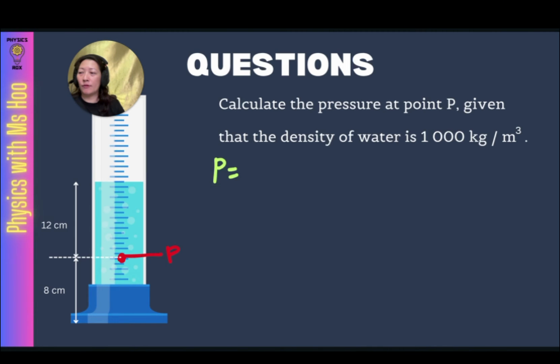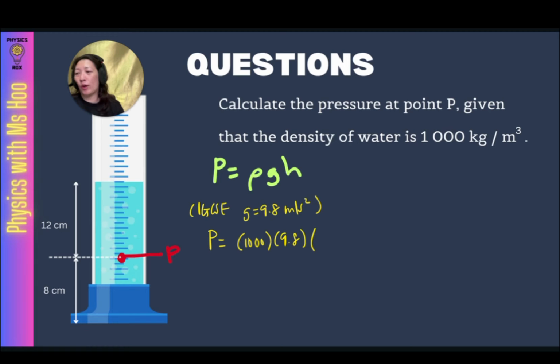P equals rho GH. Now, let's recall which value of h should we use. Should we use 12 centimeters or 8 centimeters? That's right. Remember that h is depth. So we're going to use a value of 12 centimeters in h. Now for the purposes of this video, because SPM and IGCSE both use different values of g, I'm going to do this calculation 2 times. I'm going to solve this for IGCSE first, where the value of g is given as 9.8 meters per second squared. So given that rho is 1000 kilogram per meter cube, g is 9.8 and h is 12 centimeters.